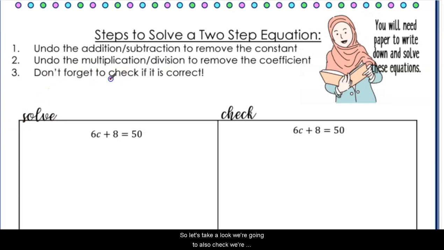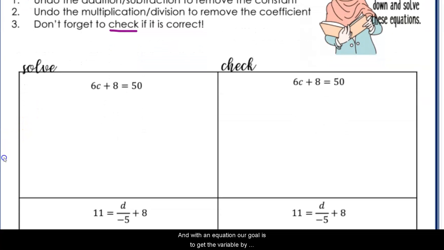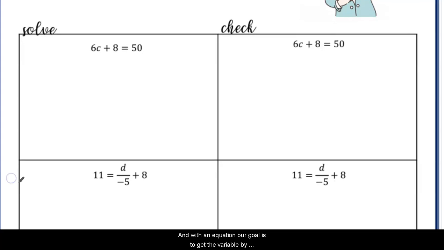Oh, and we're going to also check using our Desmos calculator. So here's our first example. With an equation, our goal is to get the variable by itself. We're trying to isolate the variable. So let's go ahead and organize our work here. I like to put a line between each of the sides of the equation so that when I work on one side, I know I'm doing the same on the other.